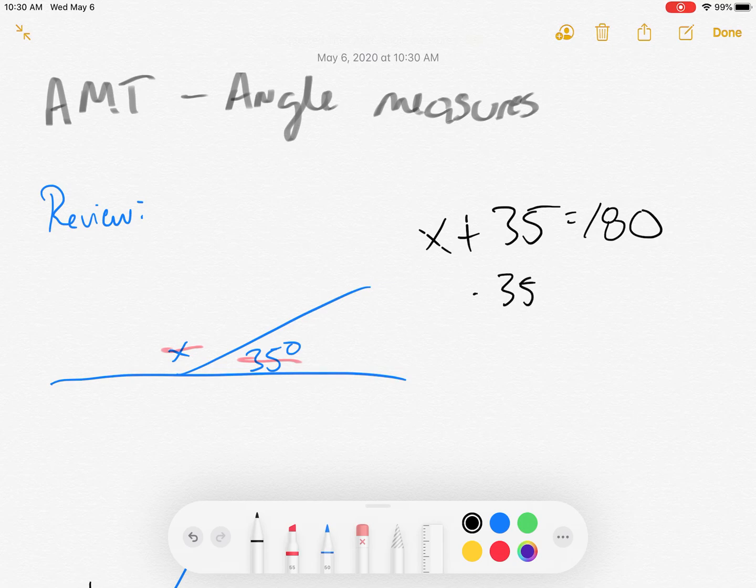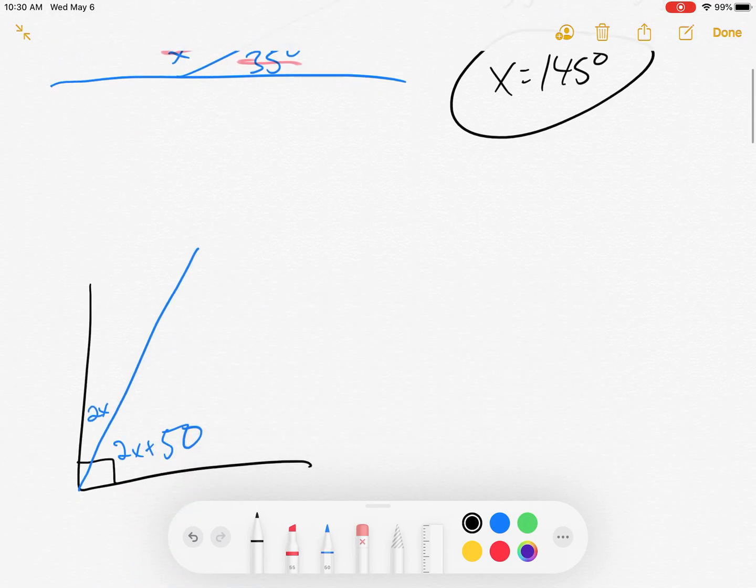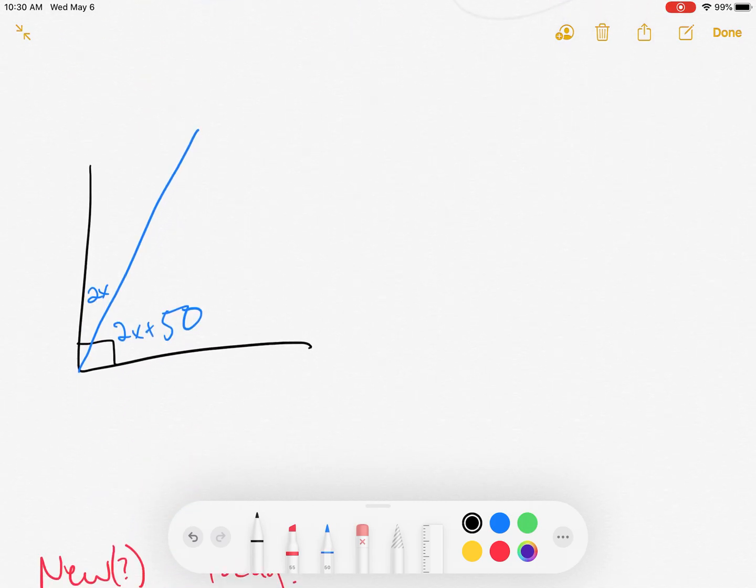Get x by itself, minus 35, minus 35. Grab a calculator or in your head, 180 minus 35. You should get x equals 145 degrees for that picture or diagram. Okay, next up, again, we are solving for x. This one is a little bit different.